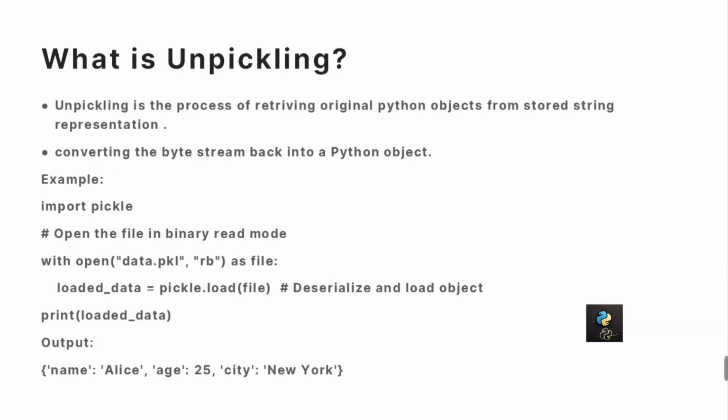What is unpickling? Unpickling is the process of retrieving the original Python object from the string representation. We can do this unpickling with the help of the load module. Now we'll see the example for this unpickling.